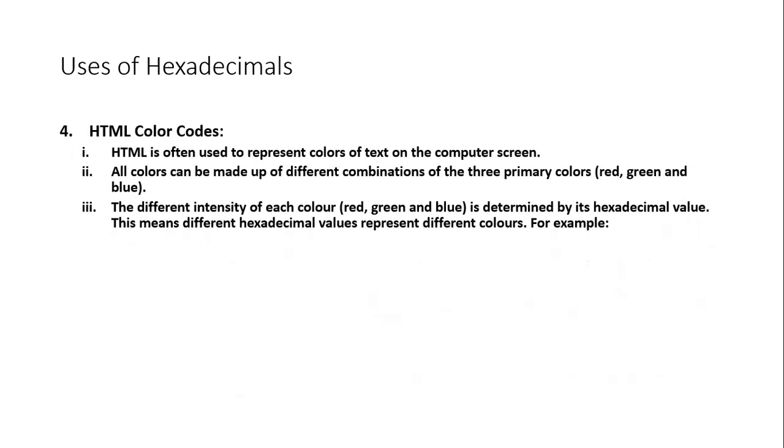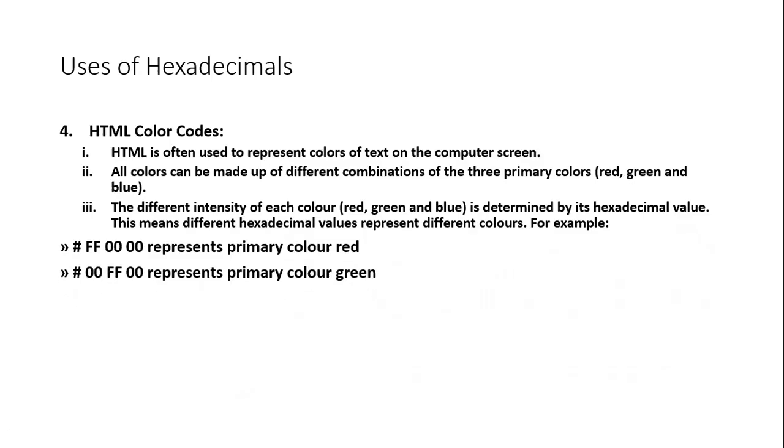Then we have HTML color codes. HTML is the front end of any web page, and it uses lots of colors to design a web page. These colors are represented using hexadecimal numbers. Different colors have different and unique hexadecimal codes. Just look at this. This is the red color, and its hexadecimal code in HTML will be this one, FF0000. 6 hex digits.